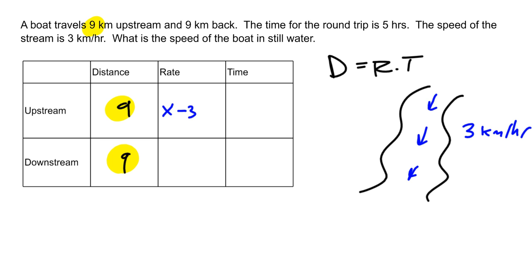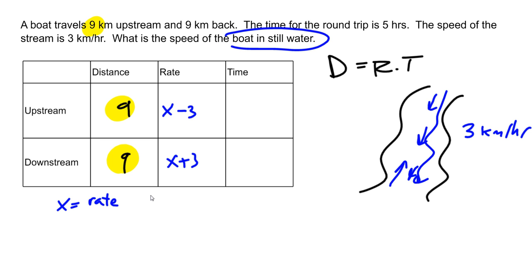Because if I'm traveling up, the stream is going to slow me down at 3 kilometers per hour, however long I'm going to be traveling. That's where the minus comes from, just using logic: if we're going up a stream, I'm going against the current. And the same thing if I'm going to travel down, I get a little boost, so it's x plus 3 now. So x equals our rate, our boat's rate in still water.